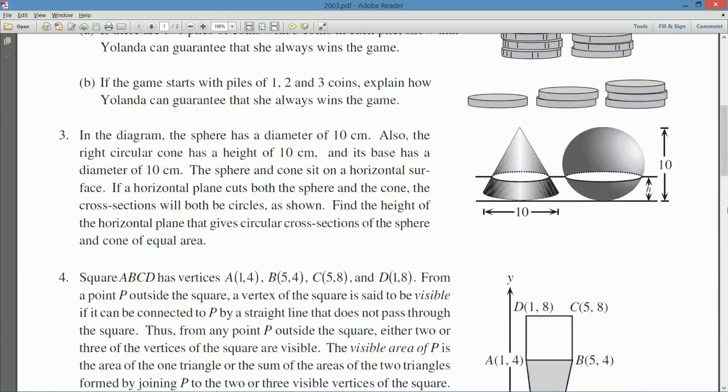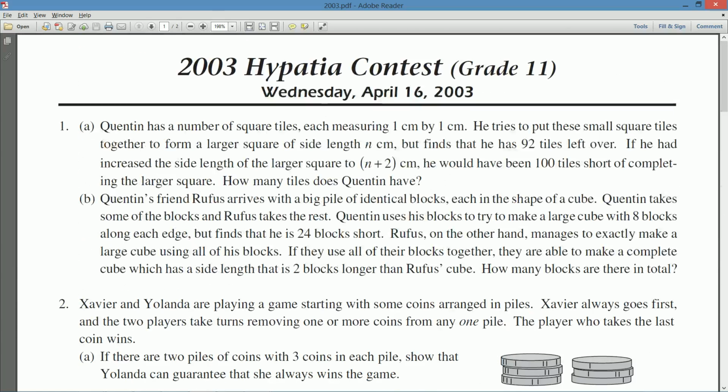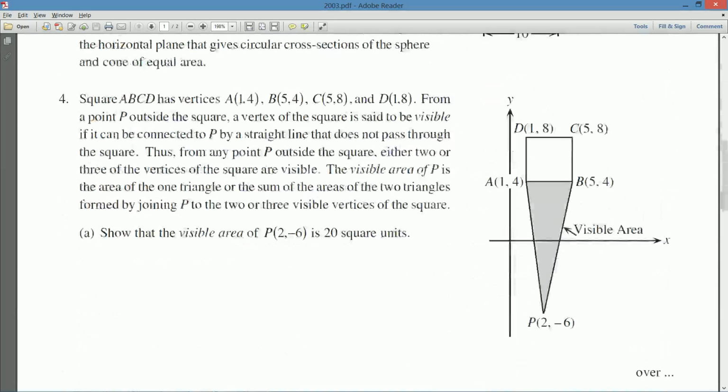But that does it for the 2003 Hypatia. The very first Hypatia got us used to the contest and the proof-based concept. So I think that's very nice.